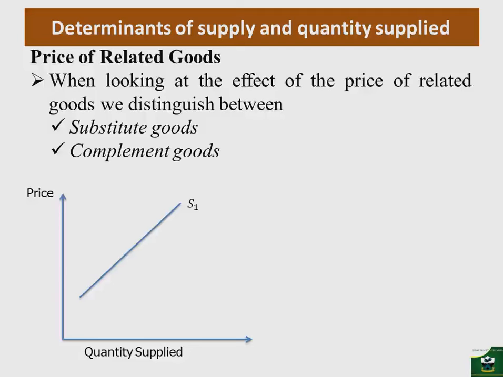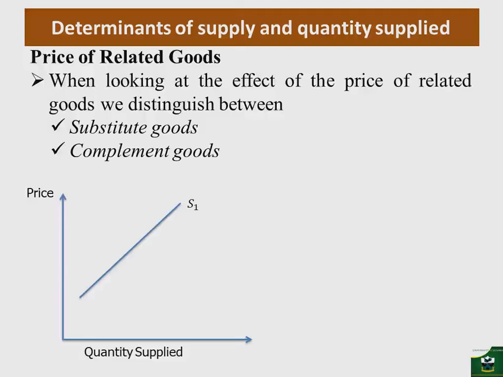If, on the other hand, the price of Fanta reduces, the firm will see Fanta as a less profitable business. Therefore, the firm will channel some of the resources away from the production of Fanta and channel them to the production of Mirinda, which means that the supply of Mirinda will increase, and therefore the supply curve will shift down and to the right to S2.